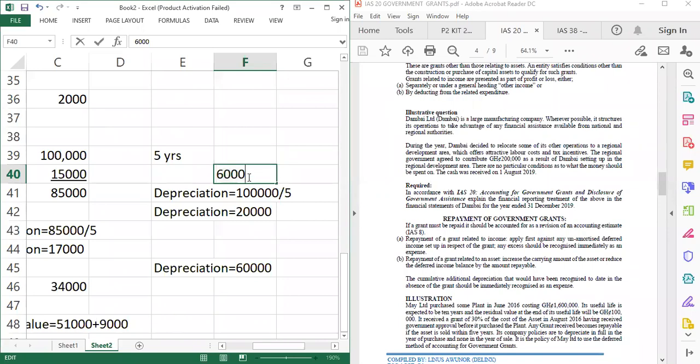So you can see that the revenue grant, which is 15,000, has been shared like this. 3,000 has been sent to what? P&L.